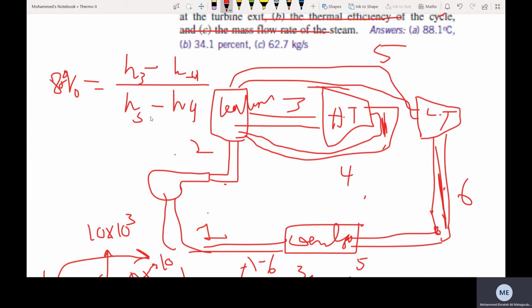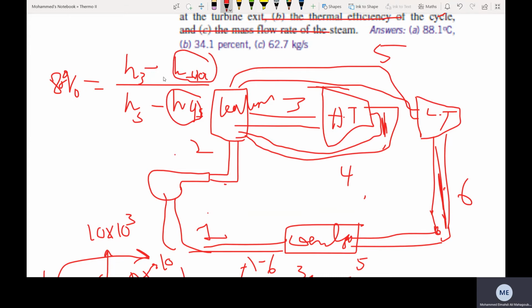Because this is a power producing device, you want to produce work. So the isentropic work is going to be more than the actual work, because you are producing, not consuming. So here the isentropic, and here the actual. Just like that. Now we calculated the isentropic, and I need H actual. So what is H actual?